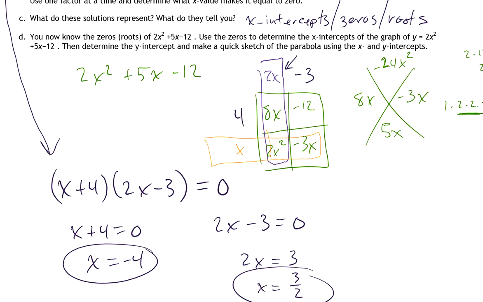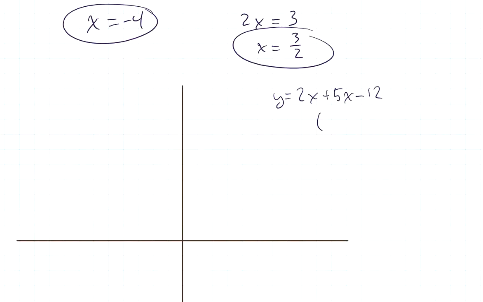Use the zeros to determine the x-intercepts of the graph of y equals 2x squared plus 5x minus 12. Then determine the y-intercept and make a quick sketch of the parabola using the x and the y-intercepts. So I've kind of set up a quick graph space here, and I know that my x-intercepts are at -4, 0, and the other one is at 3/2, 0.